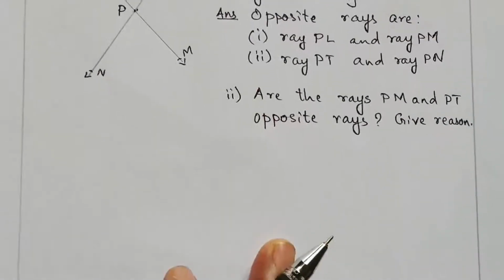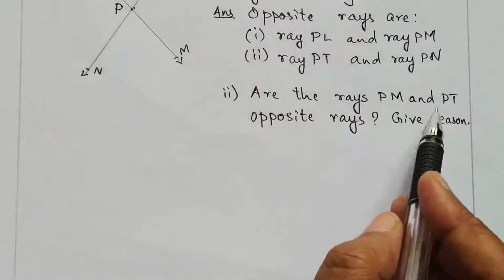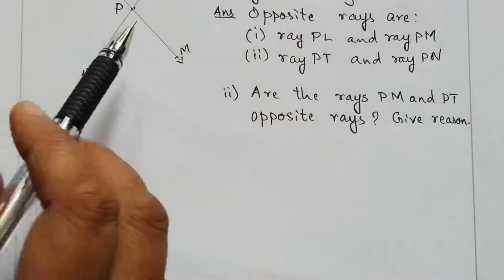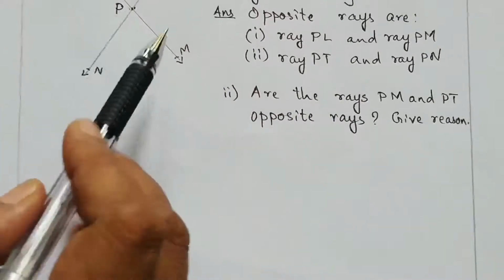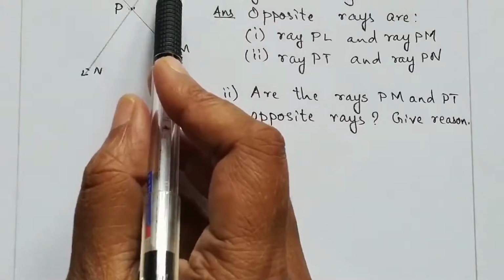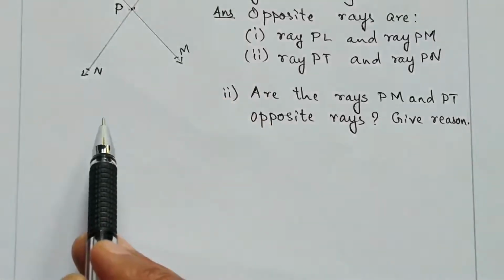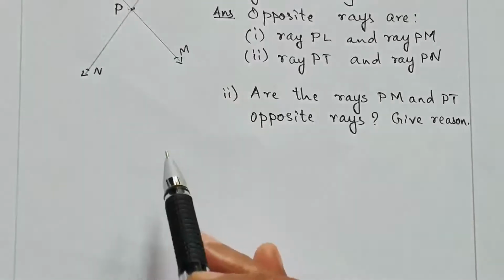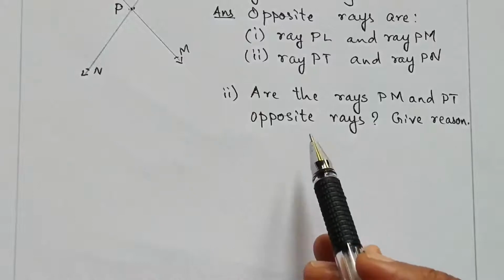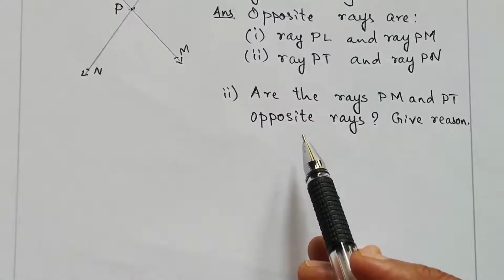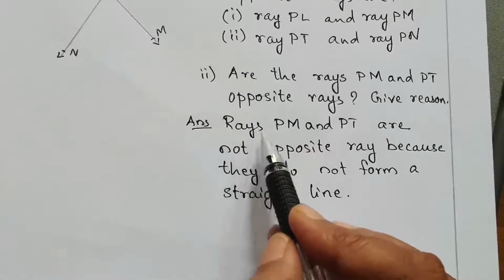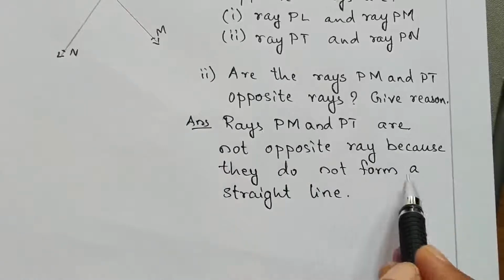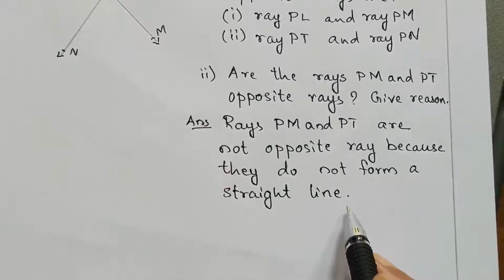The second question is, are the rays PM and PT opposite rays? Give a reason. This is ray PM and this is ray PT. Are they opposite rays? No. They have a common origin but they are not forming a straight line. So they are not opposite rays. So the answer is rays PM and PT are not opposite rays because they do not form a straight line.